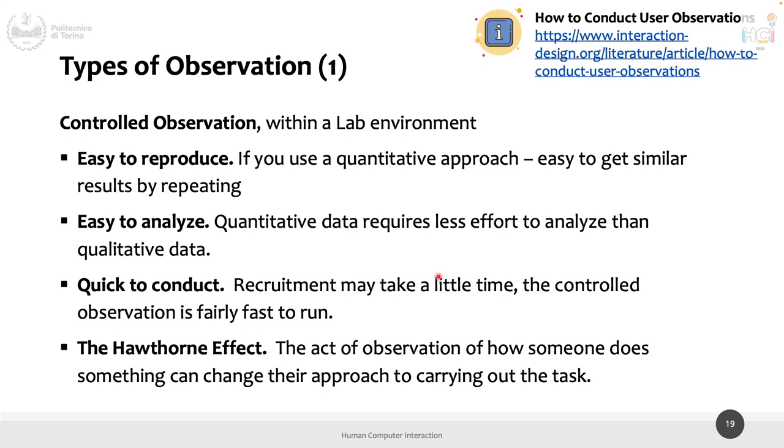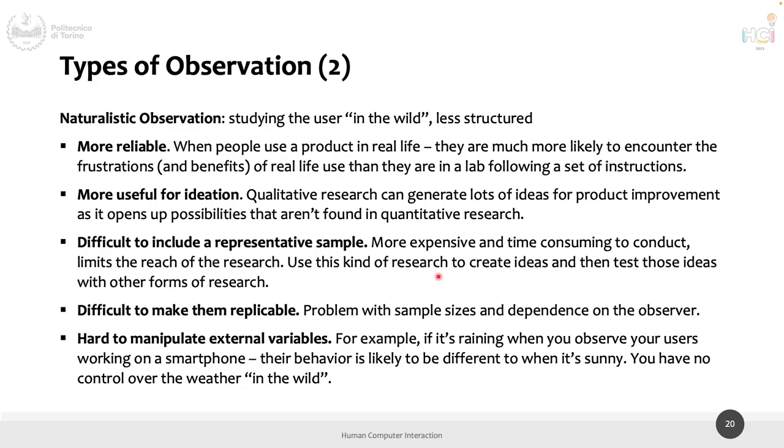However, there is the Hawthorne effect, which says that the act of observing how someone does something can change their approach to carrying out the task. So observing you do something can change how you do it. This is especially true if the environment is different from the usual environment, for which maybe they have tools that are similar but not identical to what they normally use. So these are advantages and disadvantages.